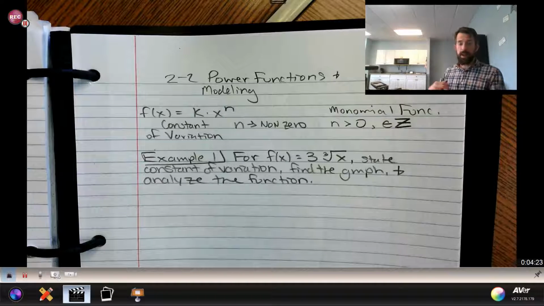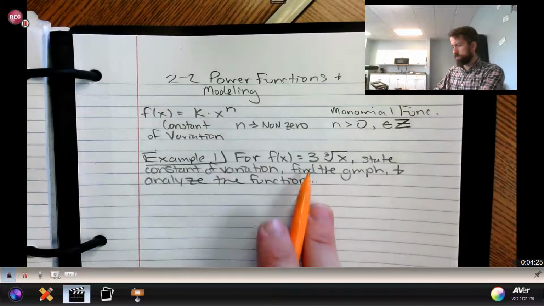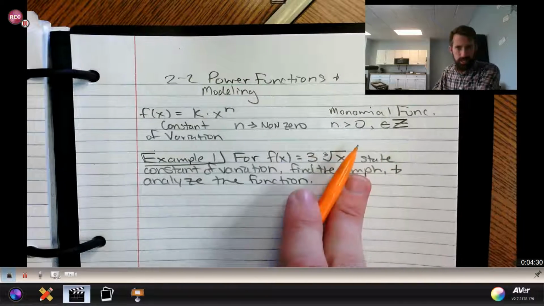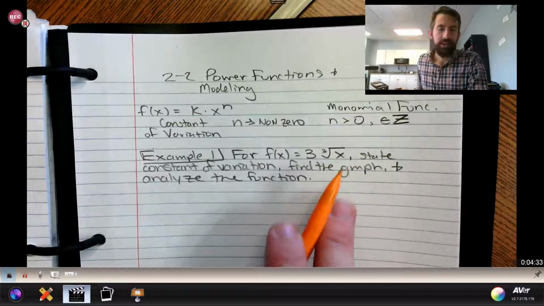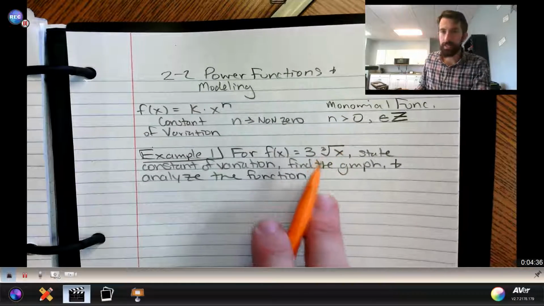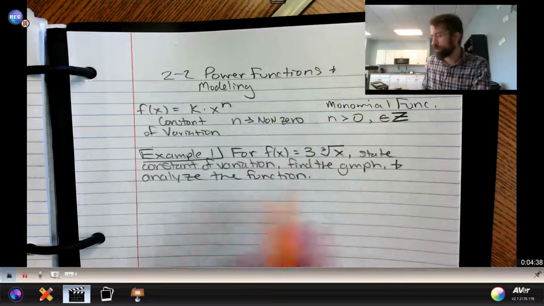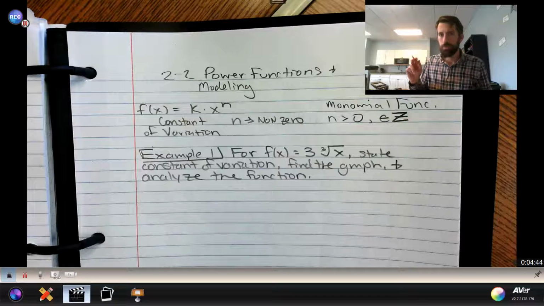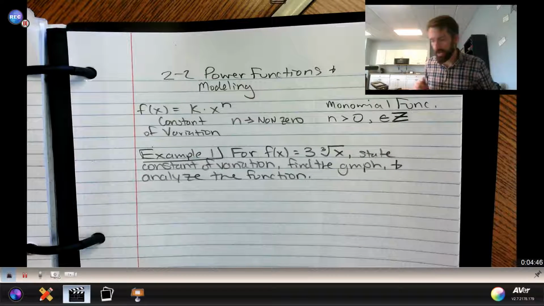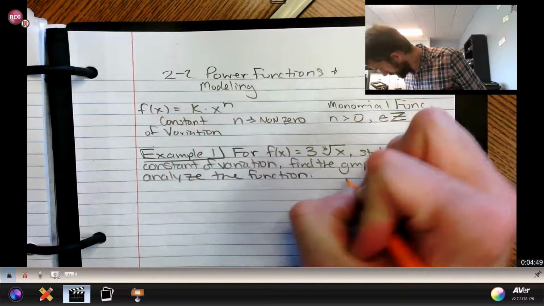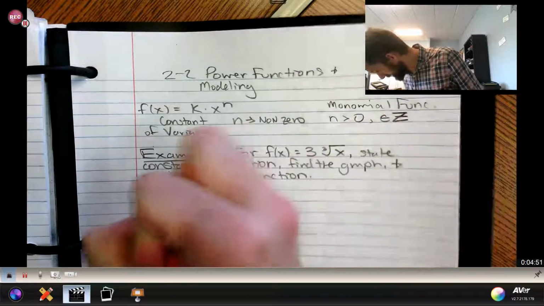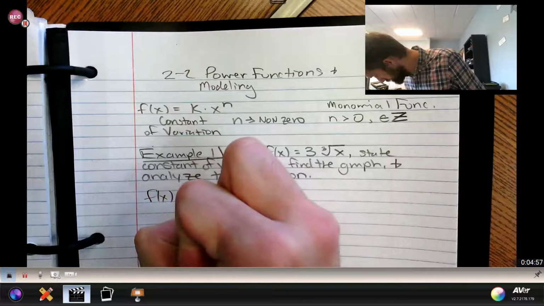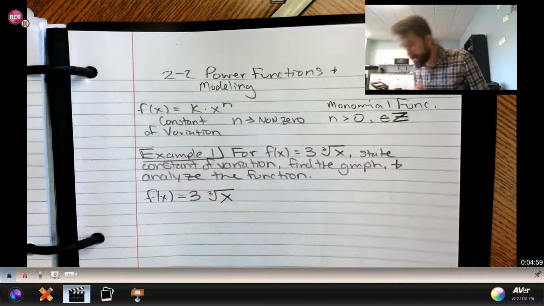As we take a look at this function, the first thing that we should notice is that there's really no power there that we can see. But one thing that we should remember is that any radical function, whether it is the square root function or the cube root function or the fourth root function, we can write those radicals as rational exponents. So here we should see that f of x is the same thing as 3 cube root of x.